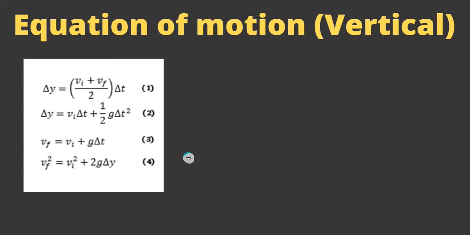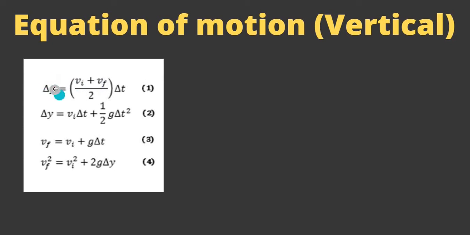So that's the only other difference: here we have g, which is gravitational acceleration, instead of your normal acceleration, which is represented by a. So you need to know how to use these equations of motion. They are given to you at the back of your question paper, but it's important for you to know them by heart and to know how to use them.